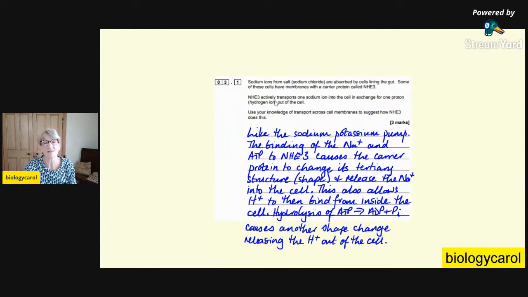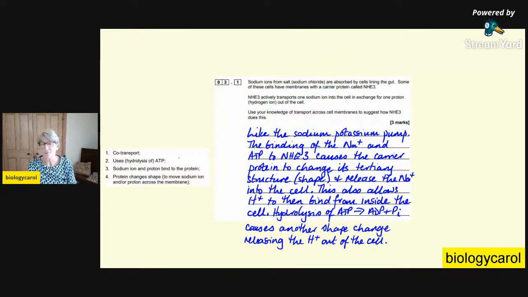So this is what I wrote: that the binding of the sodium ions and ATP to NHE3 causes it to change shape and therefore release the sodium ions. This then allows the hydrogen ions to bind, it changes shape again as a result of that binding, and therefore releases the hydrogen ions out of the cell.